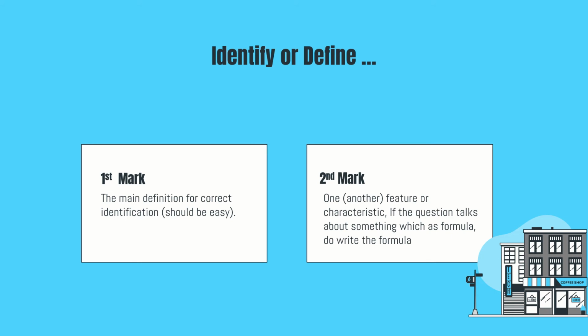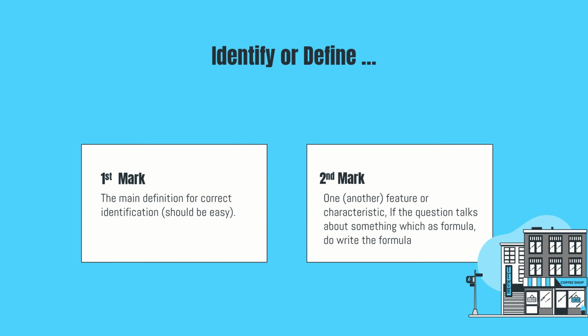First we'll look at the two markers, which is define or identify. The first mark that you'll get is for the main definition or correct identification. That should be easy. For example, if the question says identify or define what is total revenue, you need to define what is total revenue. Total revenue is items sold into price.